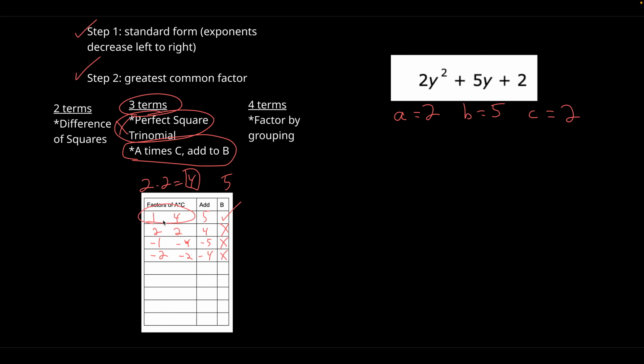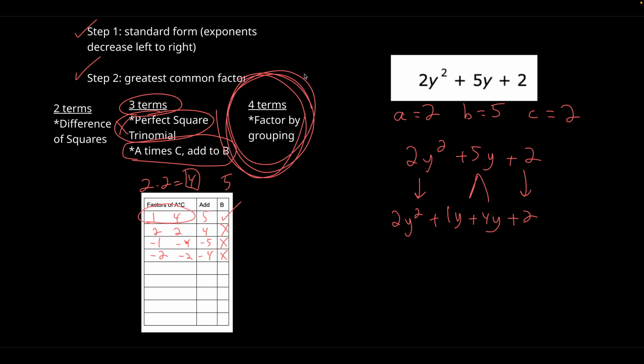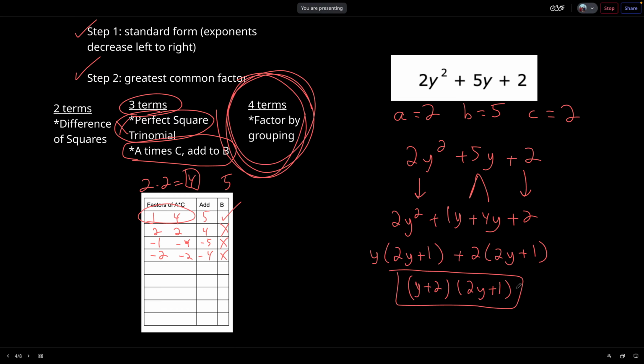And what we do with the magic pair, here was our original problem, and we're going to split 5y into our magic pair, 1 and 4. We're going to do 1y plus 4y. You could have done 4y plus 1y, doesn't matter. These stay exactly the same. No change. And now you will notice that we have 4 terms. So we're going to do factoring by grouping, which we should already be very familiar with. So here's the work for factoring by grouping and your final answer. So if you have 3 terms that are not a perfect square trinomial, you do this a times c add to b, and then you do factoring by grouping.